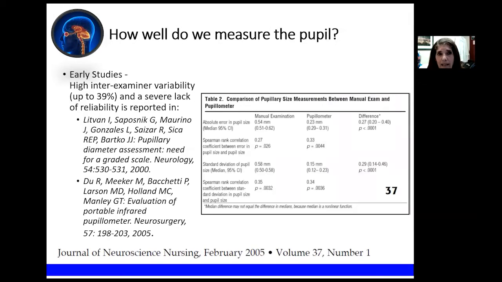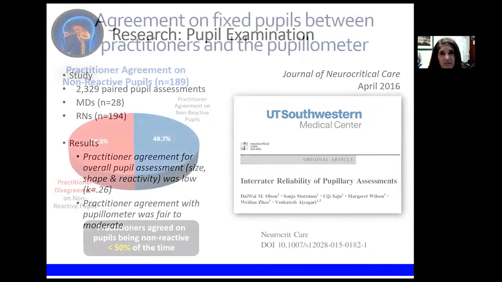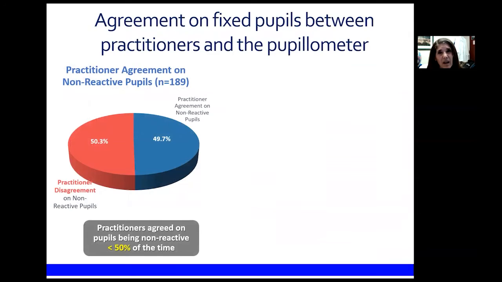Studies have shown high inter-rater reliability between practitioners using the pupilometer. A number of articles have been published over the years that have demonstrated that practitioners don't always agree on pupil reactivity. One particular article published in the Journal of Neurocritical Care in April of 2016 by Dr. Daiwai Olson, a doctorally prepared nurse colleague, showed that inter-rater reliability of pupil assessment was not great. In fact, it wasn't ideal.